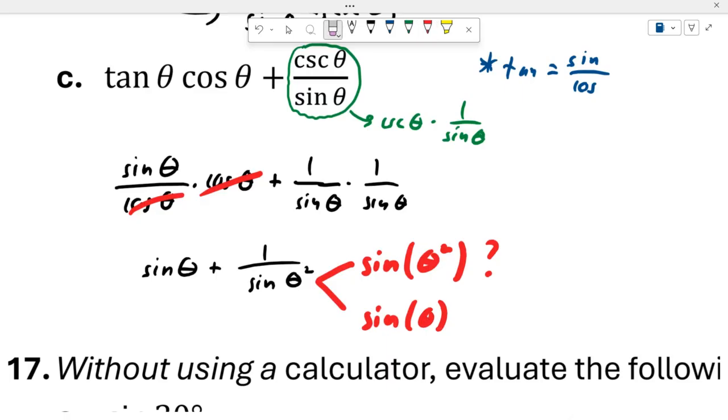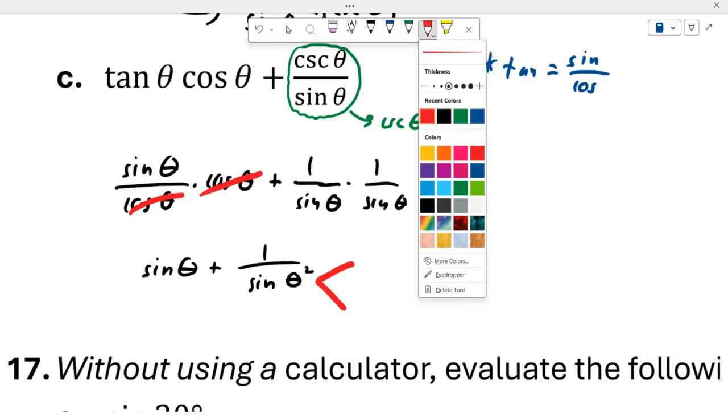Now, this pen is, let me use a different color here. This pen is a little, all right, I'll change this.